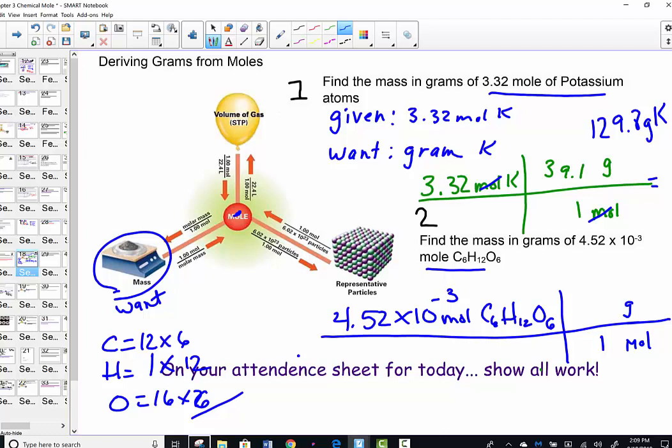And the molar mass is what exchanges for me between the mole and the scale. When you add that, I want to say it's 180 is its molar mass. Taking 180 grams of glucose times the number of moles, 4.52 times 10 to the negative 3rd.